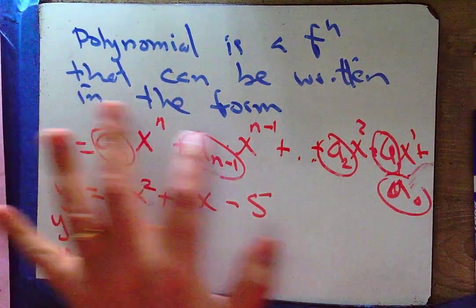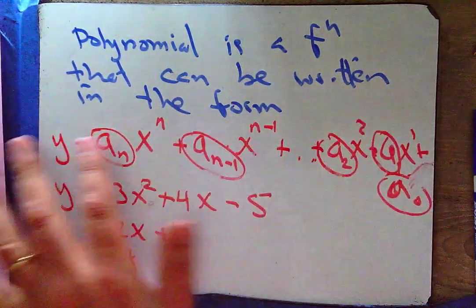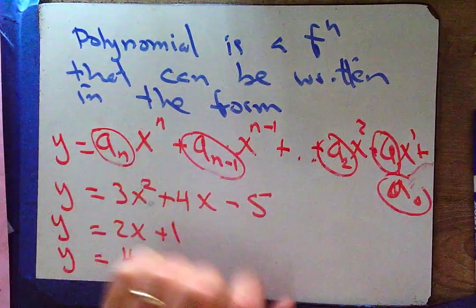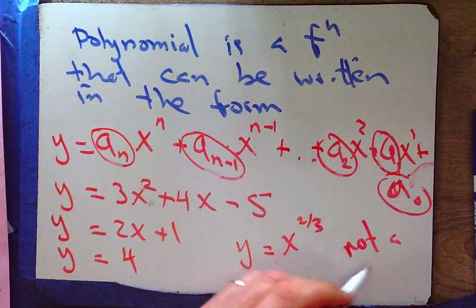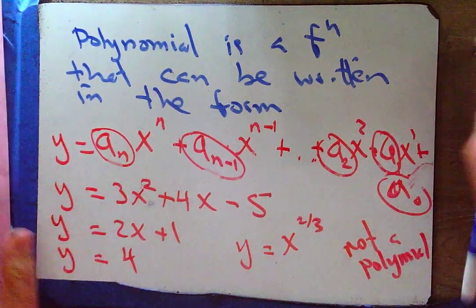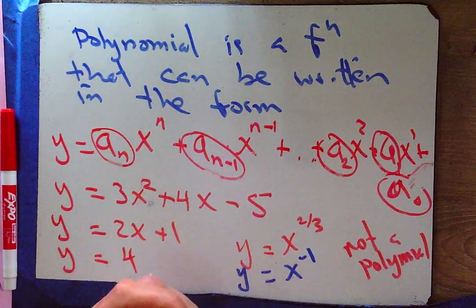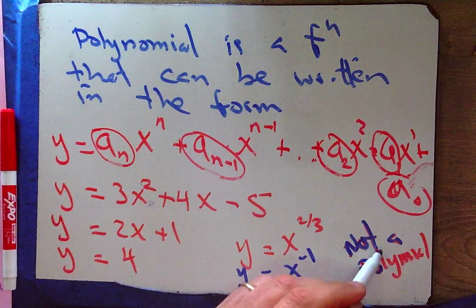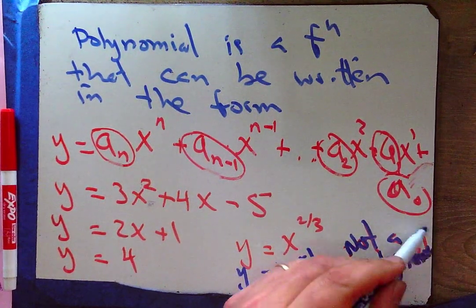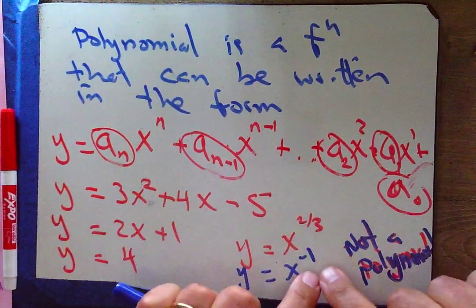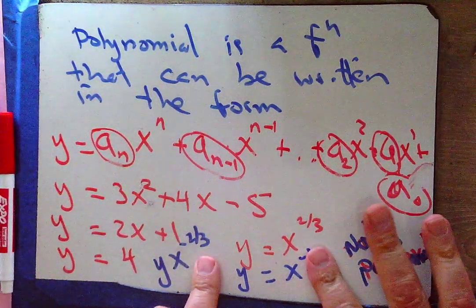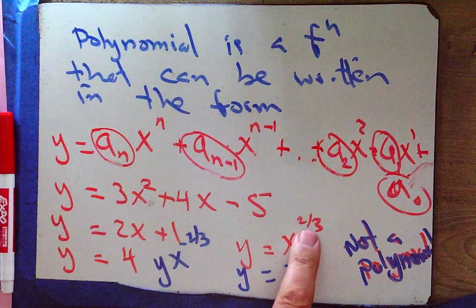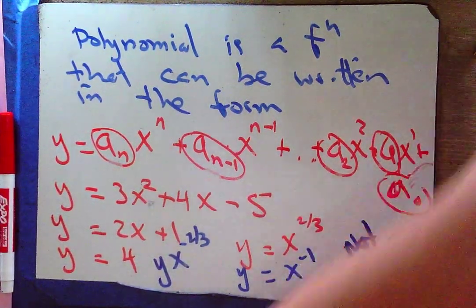Now, another thing I notice is these powers are all whole numbers. There's no negatives, there's no decimals in these powers. So if you see something like y equals x to the 2/3 power, not a polynomial. If you see something like y equals x to the -1 power, not a polynomial. Okay? So no fractional exponents, no negative exponents, no exponents that are negative and fractional. Just won't do with polynomials. Can't write it in this form if they have rational exponents or negative exponents. Okay? So that's what we know about polynomials. Polynomials can be written in that form.